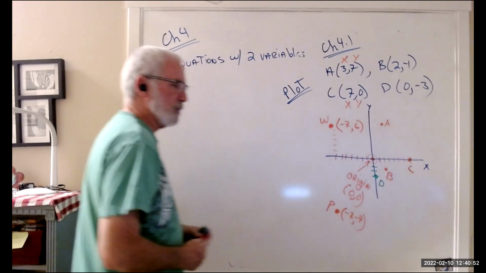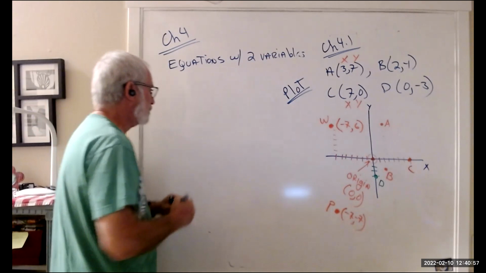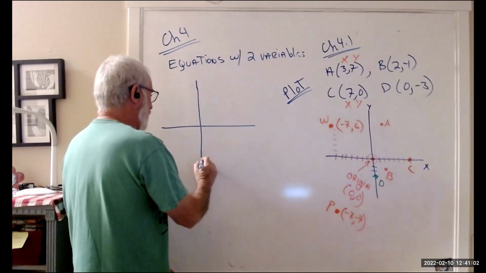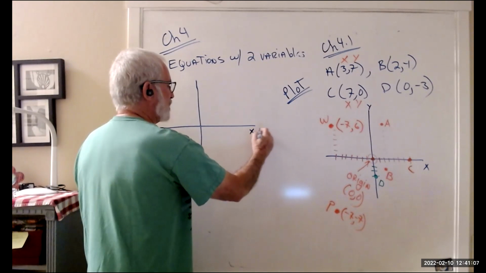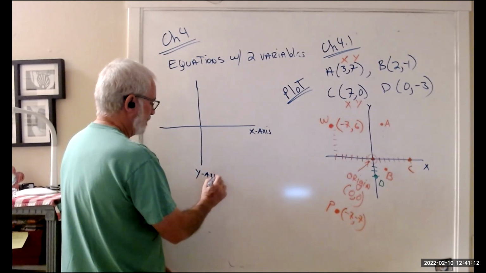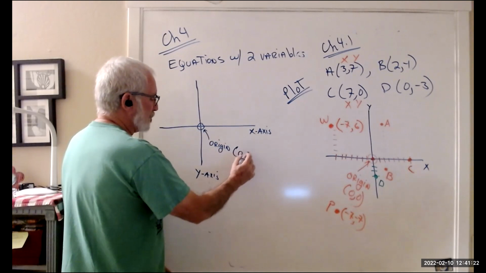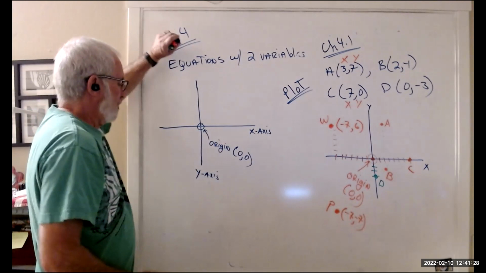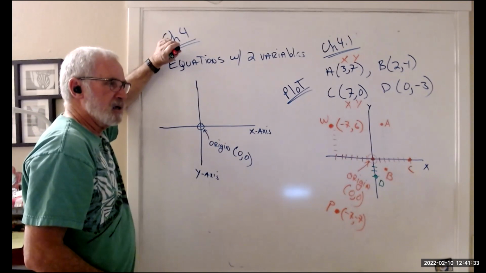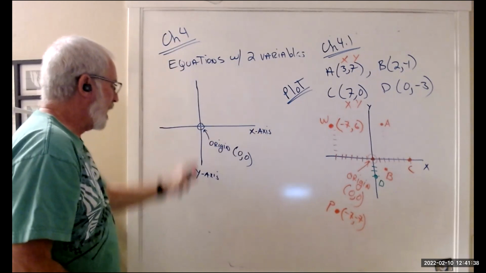Still in chapter 4.1, we haven't changed from that. We need to get some vocabulary so that everybody's talking the same numbers. I've already talked about this is the X-axis. This is the Y-axis. I've already said this is called the origin, which is also the point 0, 0. An axis, by the way, is just a line. It's a fancy word for a line. The X line, only we say X axis. The Y line is called the Y axis. And all they are is number lines.